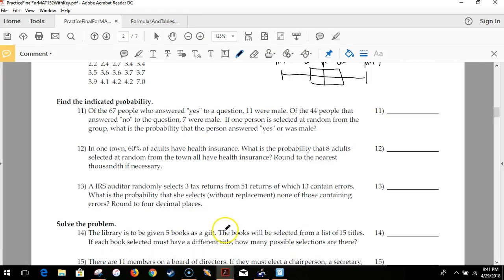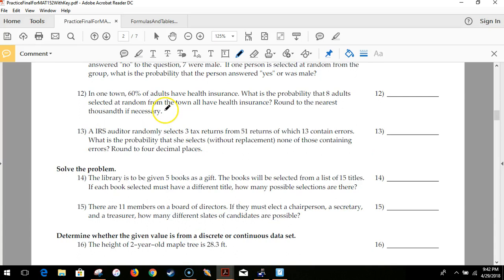Number 12, 60% of adults in a town have health insurance. What's the probability you talk to 8 adults and they all have health insurance? So you want a very long if-then, right? So I want to say this one and then another and then another and then another, right? So you basically want 8 yeses like this. A yes and then a yes and then a yes and then a yes, right? All these yeses. Well, the probability that you say yes is 60%, but I want that 8 times. And these are going to be independent because one person can have health insurance and the other person may not. So you don't have to worry about any kind of overlap.